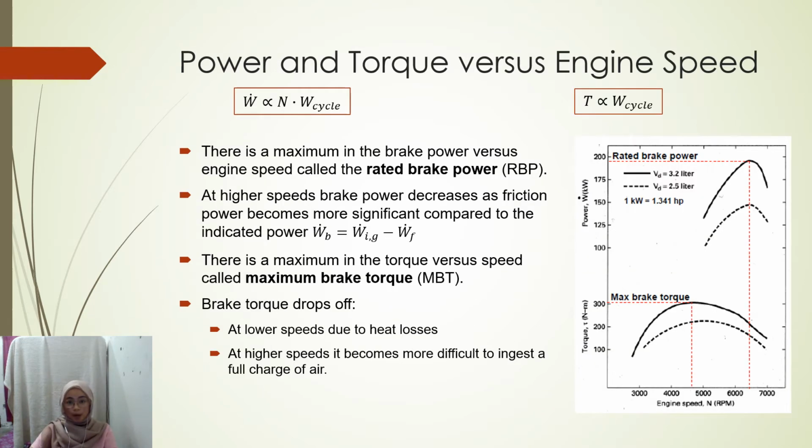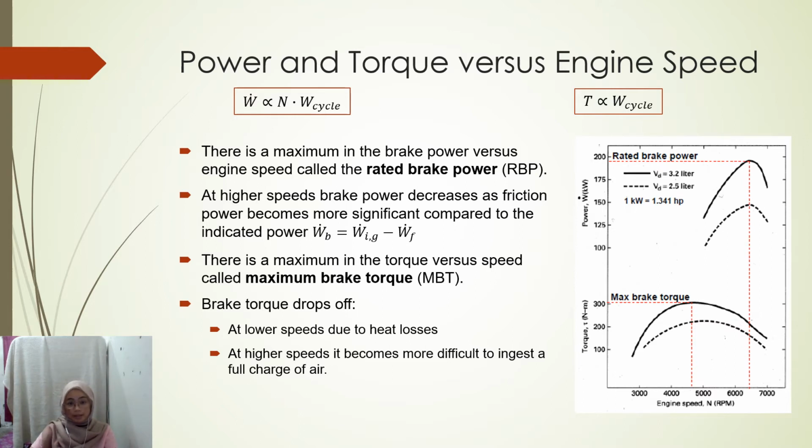Power varies with speed, but torque is independent of engine speed. Let's move on to power and torque versus engine speed. So rated brake power, which is RBP, is a maximum in the brake power versus the engine speed. At higher speeds, brake power decreases as friction power becomes more significant compared to the indicated power, since brake power is equal to, again, gross indicated power minus friction power.